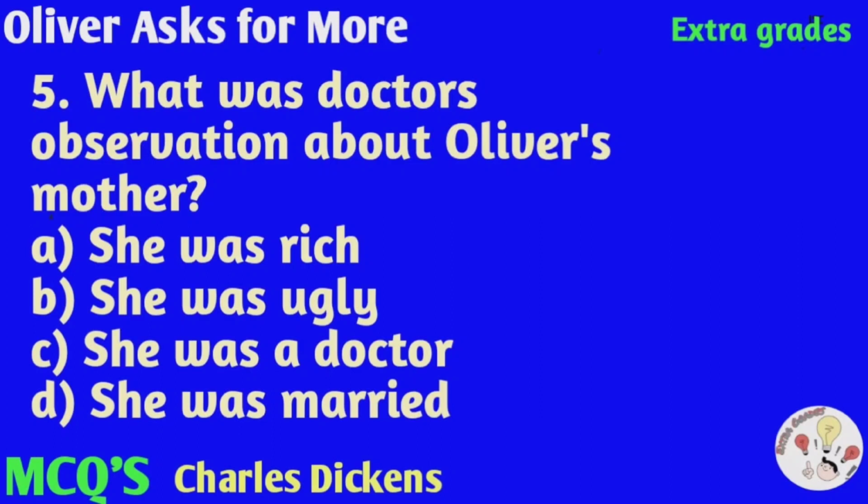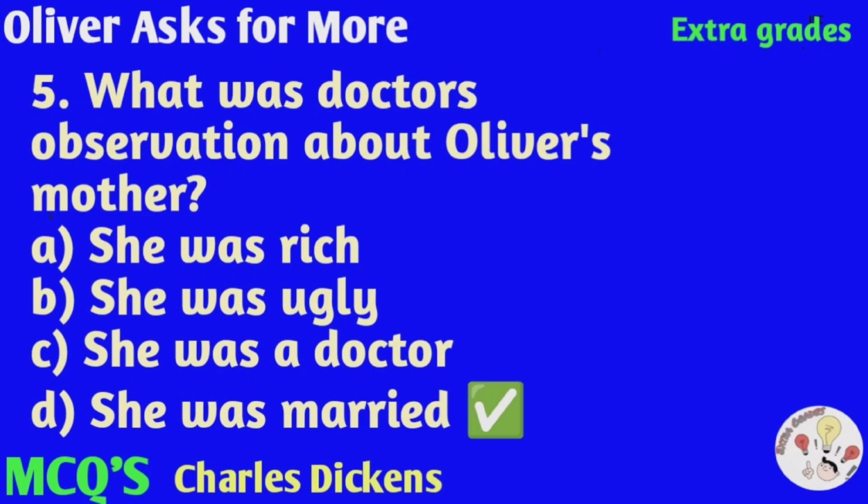Question number 5. What was the doctor's observation about Oliver's mother? The options are A, she was rich, B, she was ugly, C, she was a doctor, D, she was married. And the correct option is D, she was married.